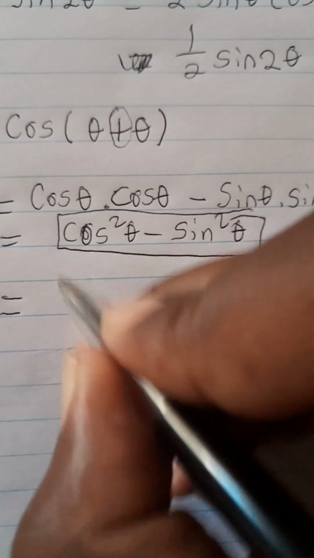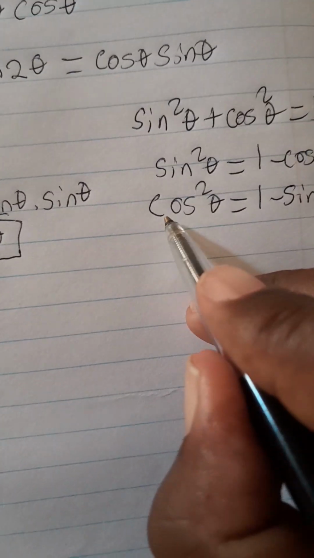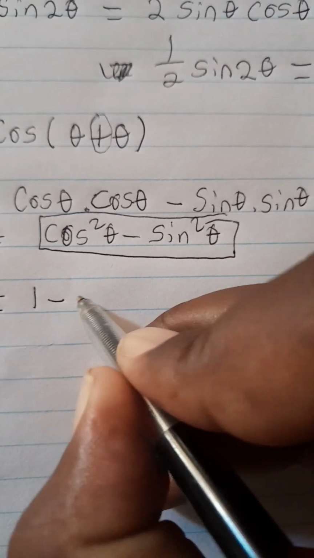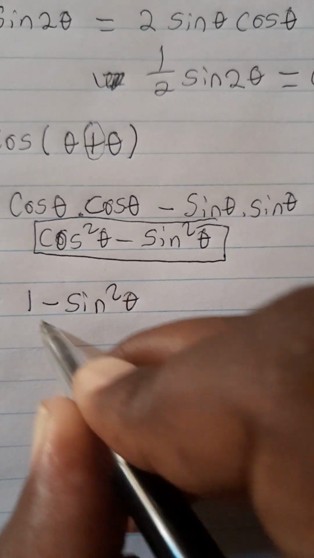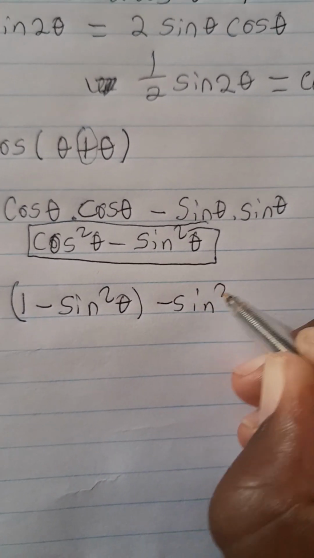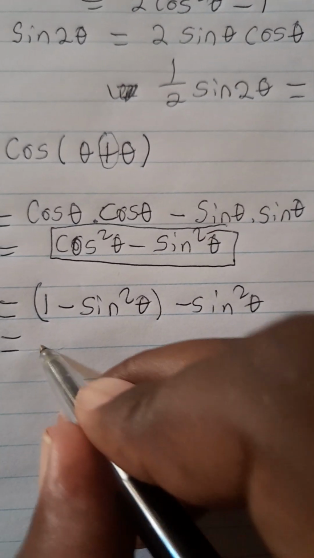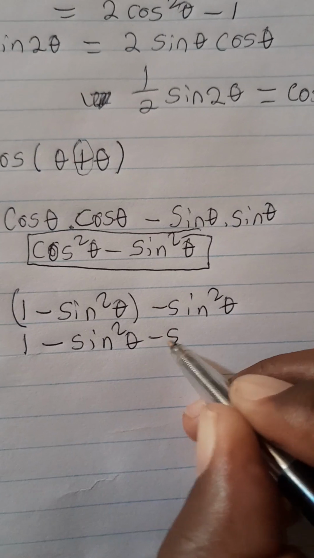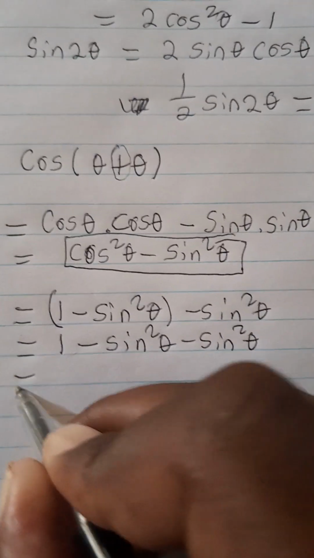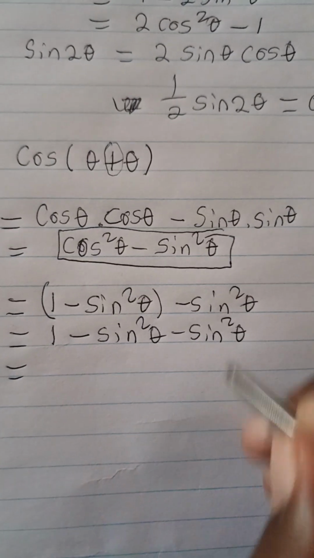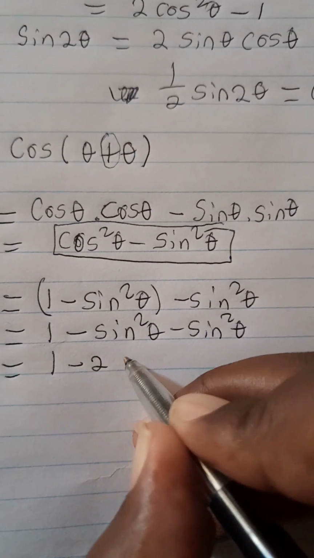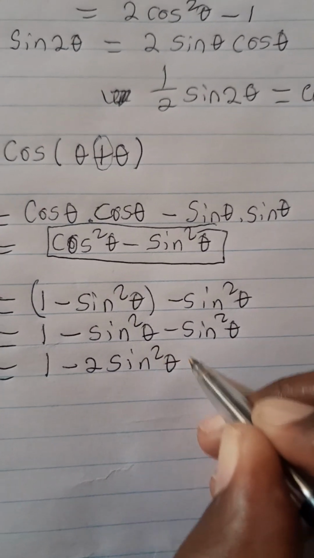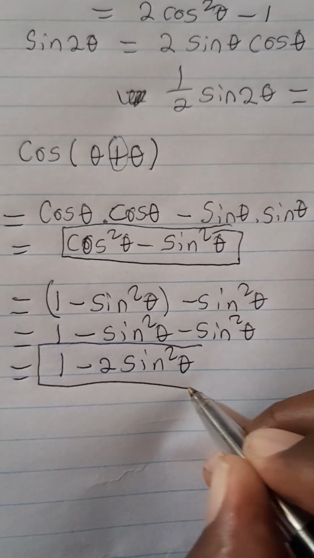So what are we going to do? Let's change cos. Remember, when we make cos the subject, we're going to replace it with what? With 1 minus sine squared theta. So let's replace it with 1 minus sine squared theta. Then since we're substituting, we'll put brackets, minus sine squared theta. So let's take out the brackets. We're going to have 1 minus sine squared theta subtracted by sine squared theta. We can see from here, guys, we have like terms. Negative sine squared minus sine squared, that will be 1 minus 2 sine squared theta. So this is the second identity.